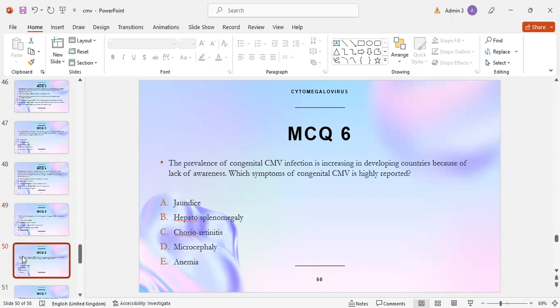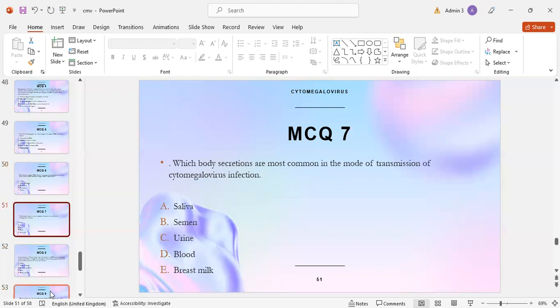MCQs number 6. The prevalence of congenital cytomegalovirus infection is increasing in developing countries because of lack of awareness. Which symptom of congenital cytomegalovirus is highly reported? Jaundice, hepatosplenomegaly, chorioretinitis, microcephaly, anemia. Option A, jaundice.